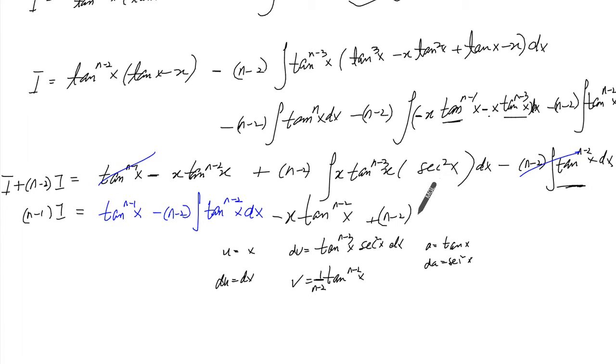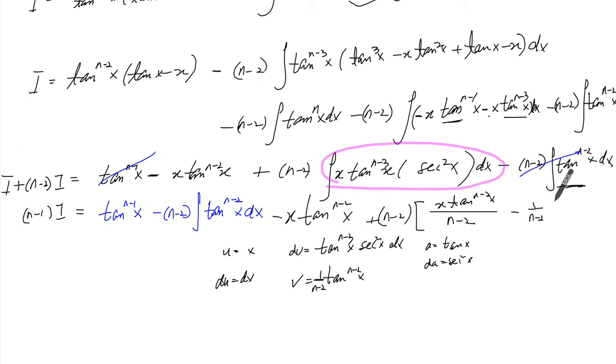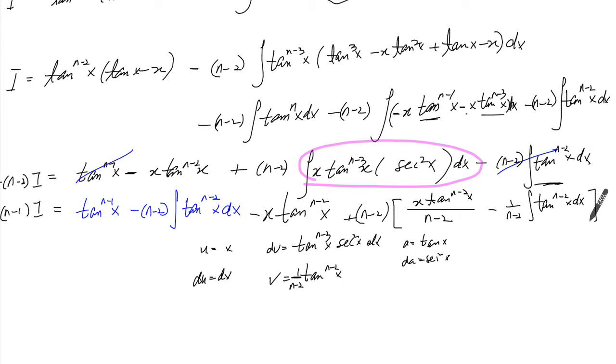So by integration by parts, I'm looking at this right now, that can be replaced with x tangent n minus 2 x over n minus 2, multiply these two, and then the integral of this.